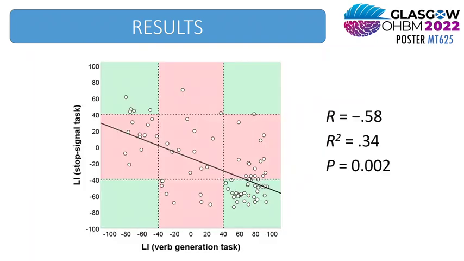Following this, we also wondered, is this effect continuous? Can we find a correlation? So we calculated the laterality index for both the stop inhibition task and the verb generation task we used to classify our participants. We found they significantly correlate, in an inverse correlation.